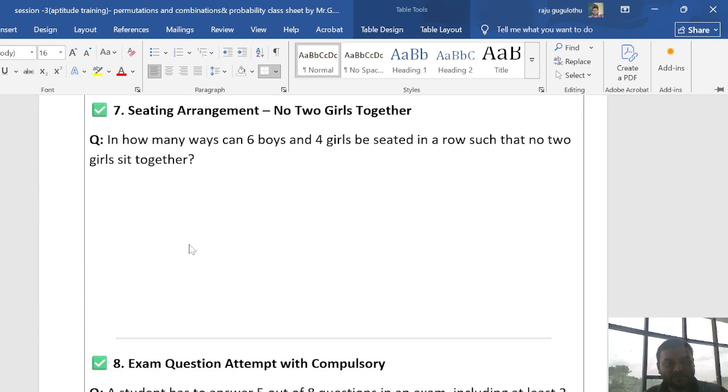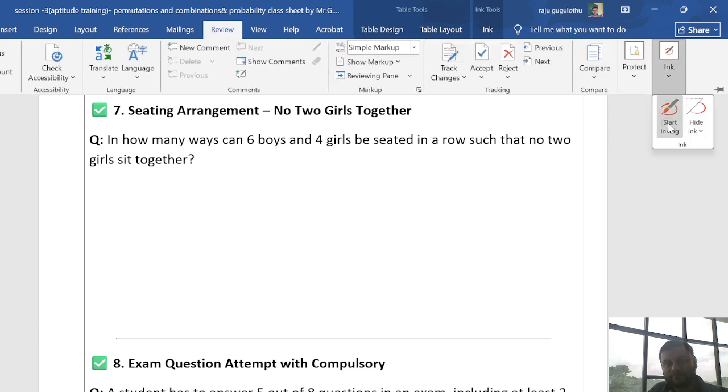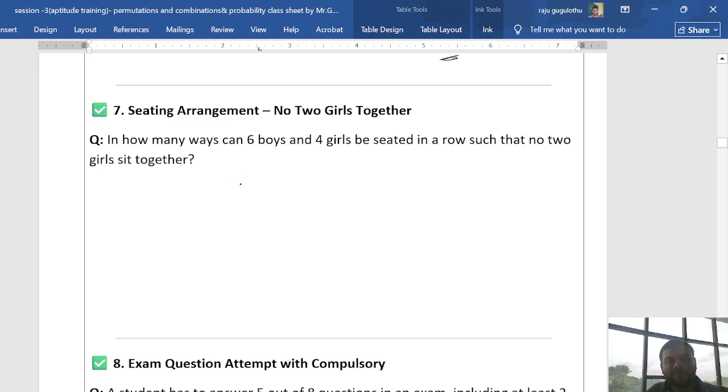Going to the next question. In how many ways can 6 boys and 4 girls be seated in a row such that no 2 girls sit together? Okay, conditional permutation, friends. We are having 6 boys and 4 girls, and the condition is that no 2 girls sit together.